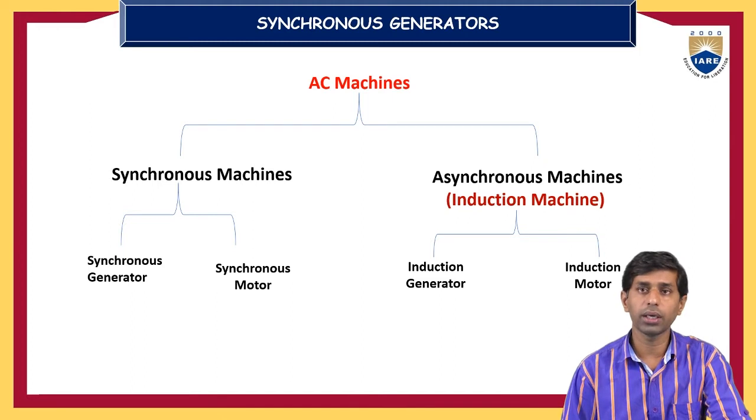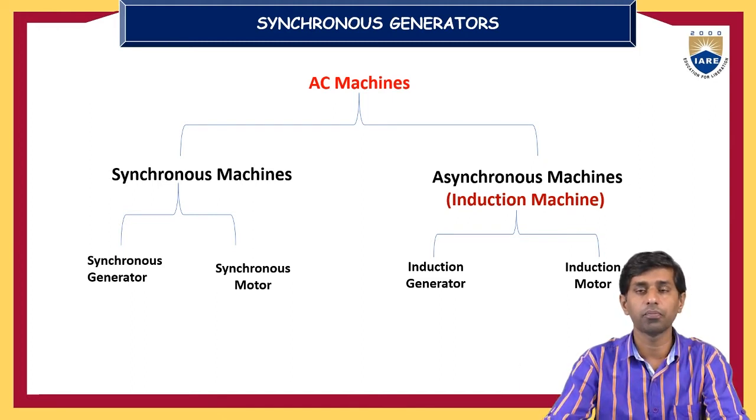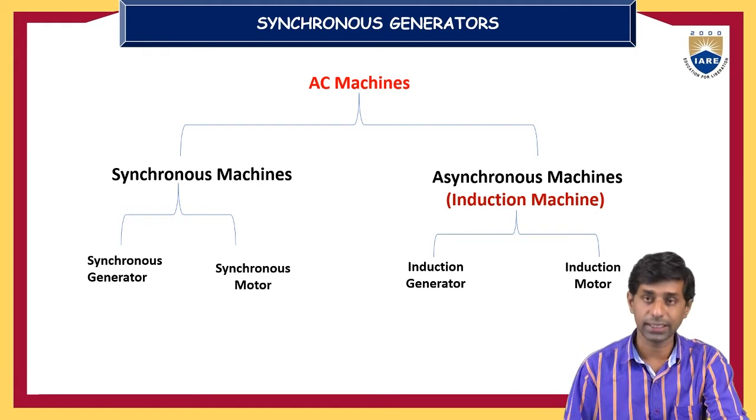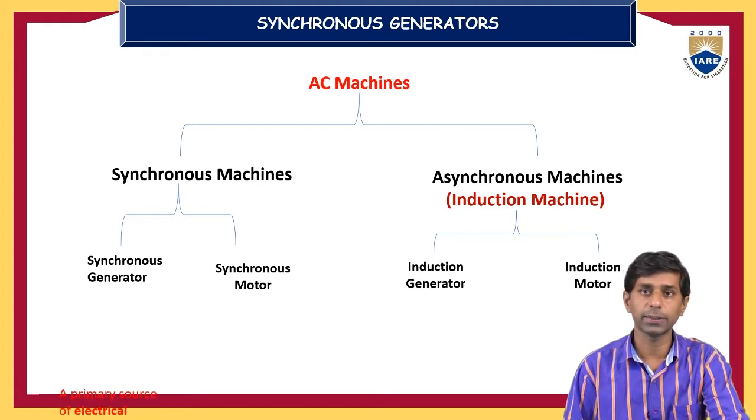This is all about the general classification of AC machines, based on the working principle and on the type of construction. We classify them into two broad categories.